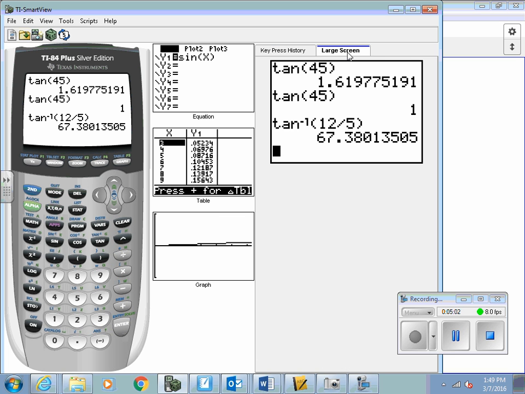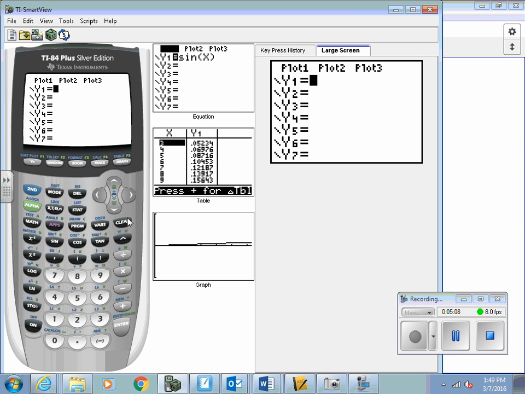We're going to go over this later in the year, pretty soon actually. But right now I'm just going to plug the inverse tangent into the calculator. So I'm going to have second tangent. I'm going to have x.